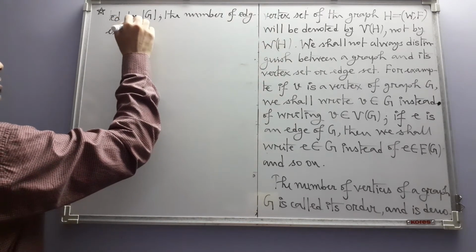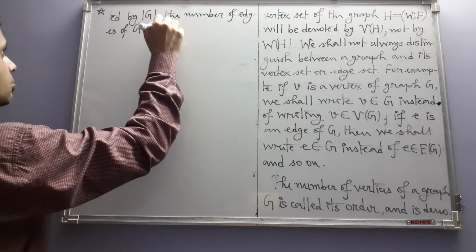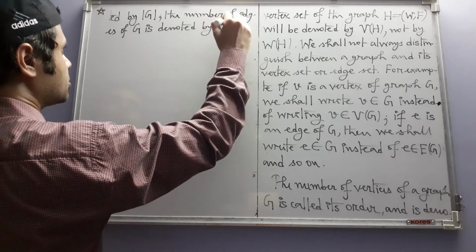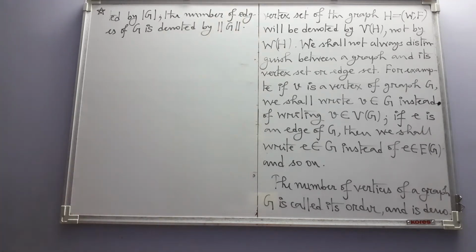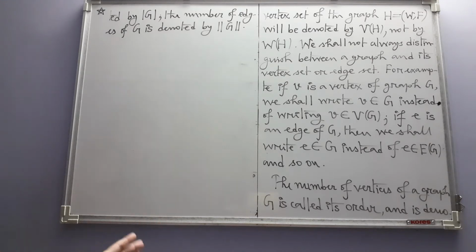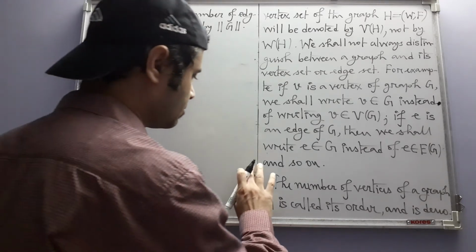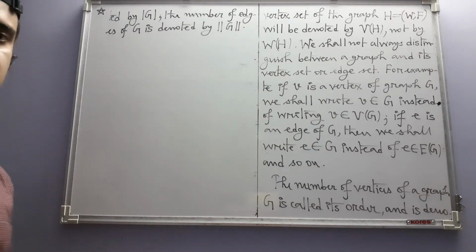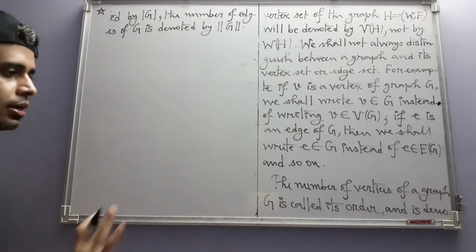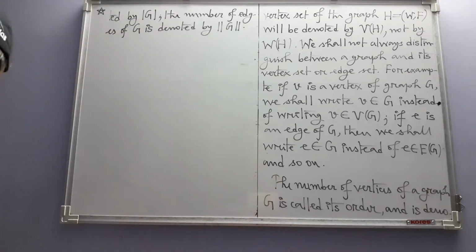The number of edges of G is denoted by this symbol. In some texts, the number of edges is called the size of the graph. However, in this text, the author has not said anything like that. Okay, so the number of vertices is order, the number of edges is size. But for us, we apparently need only order. Diestel hasn't said anything about size. Maybe later on in the book he has said, I don't know. So we will see.